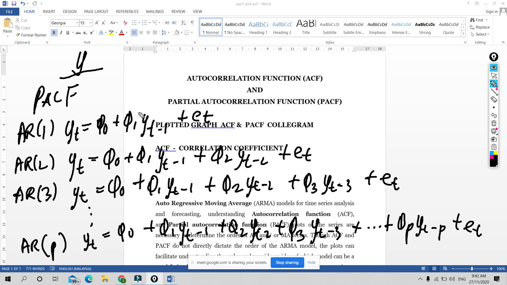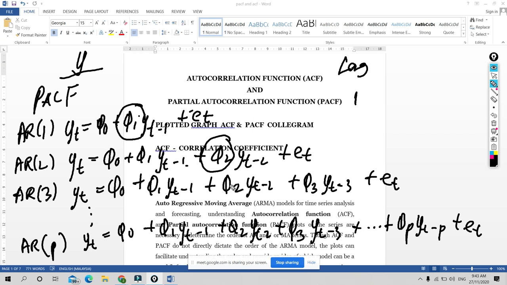So in other words, for the PACF, depending on lag here, for lag 1 your partial autocorrelation is phi 1. For lag 2 it is phi 2, and for lag 3 it is the phi 3 coefficient, and up to lag P it is phi P.